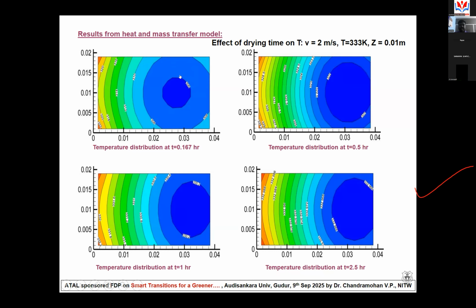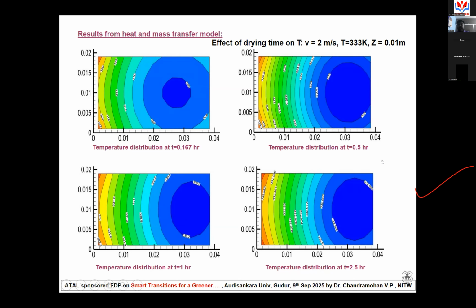That is the reason for the minimum temperature, which is around 306 Kelvin. But the minimum temperature is also always increasing for different times. At 10 minutes it's 306 Kelvin, at 30 minutes it is 322 Kelvin, at 1 hour it is 330 Kelvin, and at 2.5 hours it is 333 Kelvin. Like that, the temperature is always increasing with time.